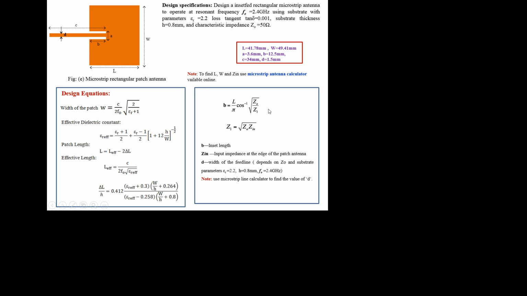Actually that B value will come out approximate, so we should still optimize the value of B. For example, we will get a B value of 9.25 something, but if you use B equal to 9.25, we may not get maximum radiation.